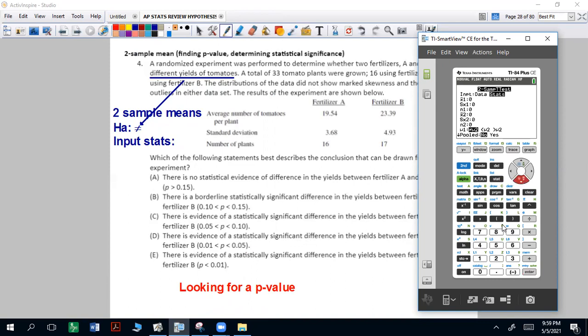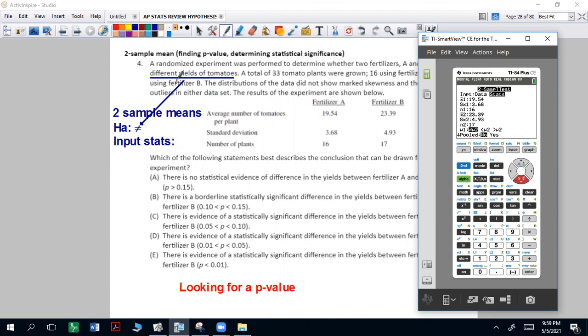So for fertilizer A, the mean is 19.54, its standard deviation is 3.68, and the sample size is 16. Fertilizer B, the mean is 23.39, its standard deviation is 4.93, and the sample size is 17.